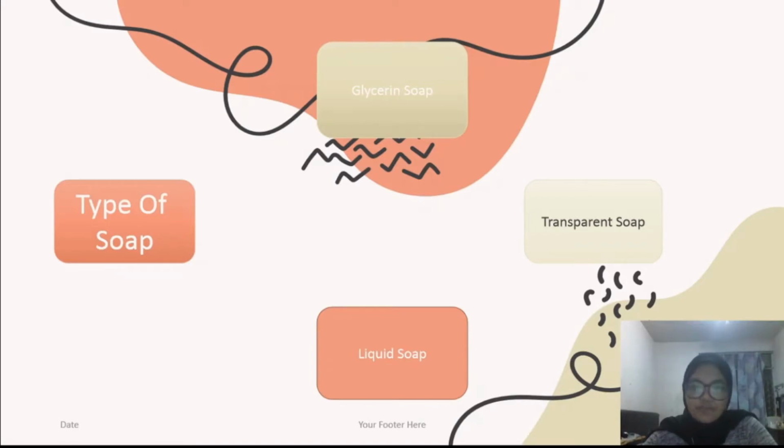Next, we have transparent soap. Transparent soap is a base for soap. We only need to add color, perfume, and builder, which I stated in the slide before. The last one is liquid soap. Liquid soap is quite difficult to make, and it is normally used for body wash.